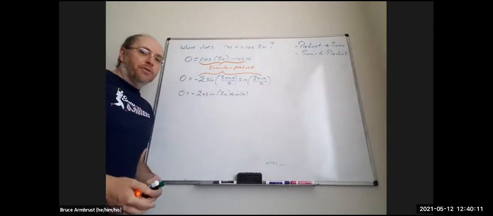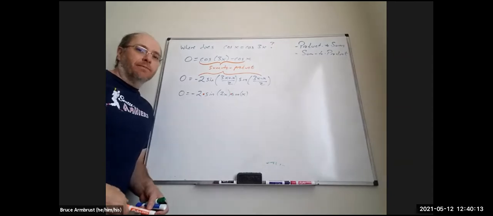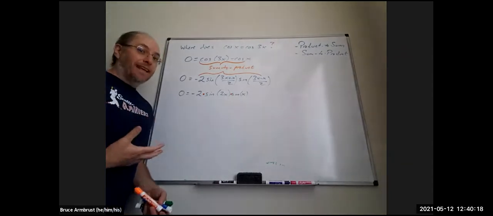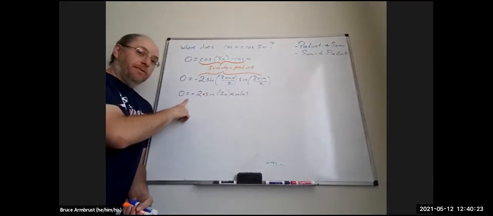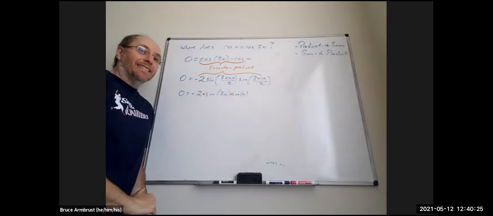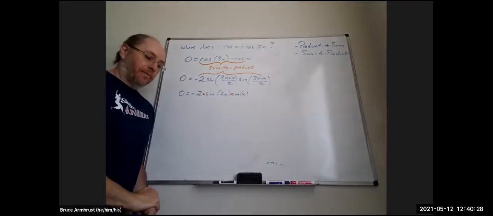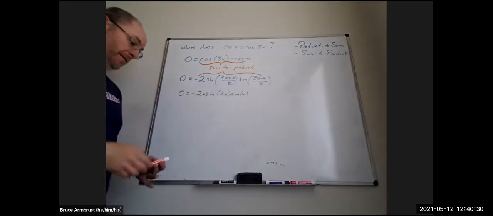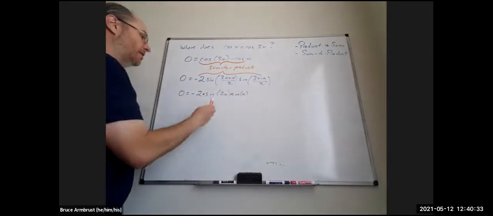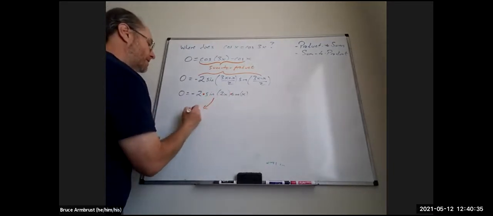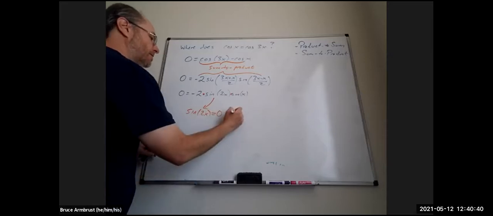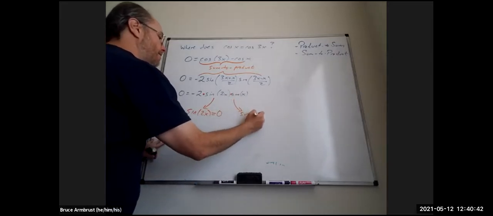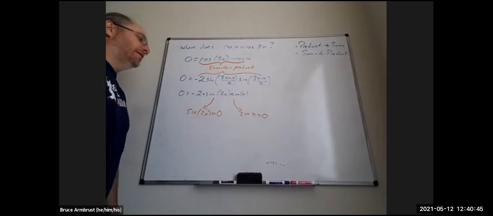What you were doing there is making use of what's called the 0 factor property. What that says is that if you have a bunch of numbers that are being multiplied together and the result is 0, then one of those numbers has to equal 0. And so from this, we know that this is going to be true if sine of 2x equals 0, or if sine of x equals 0.